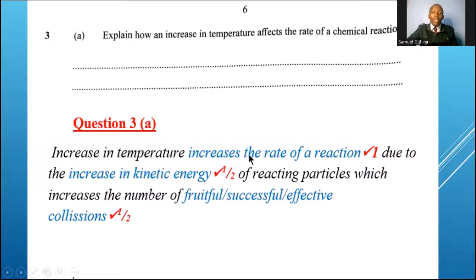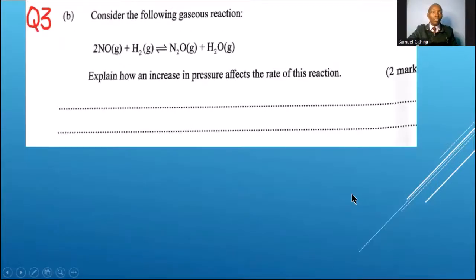So an increase in temperature increases the rate of a chemical reaction, 1 mark. That is due to the increase in kinetic energy of the reacting particles. Remember, increase in temperature increases the kinetic energy of the reacting particles, and that means the particles will be moving faster, and that increases the number of effective collisions because they can collide more, and the more they collide, the higher the chances of them colliding with sufficient energy in the right geometry to produce the products.